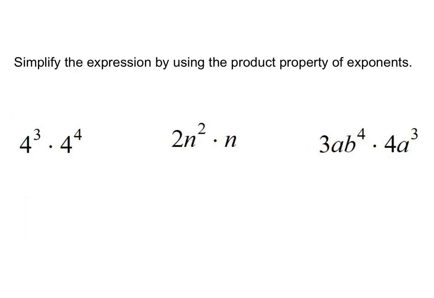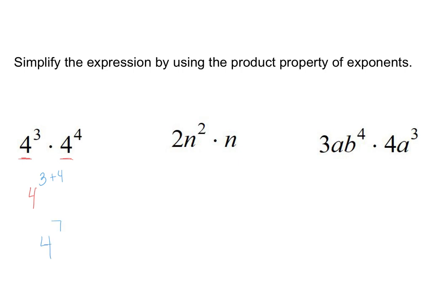So here we can look at a few examples. We have 4 to the third power and 4 to the fourth power. Because they are both base 4, I can go ahead and write that base one time, and I can add the exponents. I can say 3 plus 4. So I can simplify this into saying 4 to the 7th power.